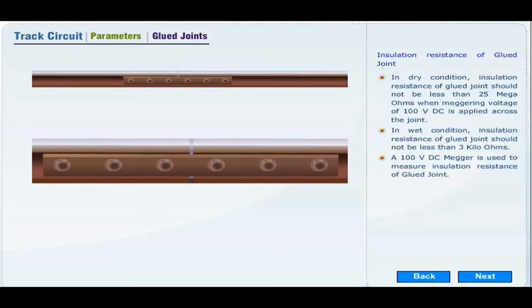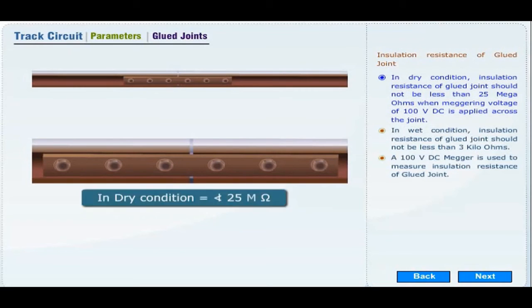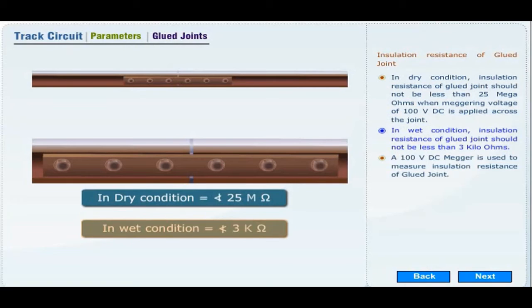Insulation resistance of glued joint. In dry condition, insulation resistance of glued joint should not be less than 25 mega ohms when measuring voltage of 100 volts DC is applied across the joint. In wet condition, insulation resistance of glued joint should not be less than 3 kilo ohms. 100 volts DC megger is used to measure insulation resistance of glued joint.